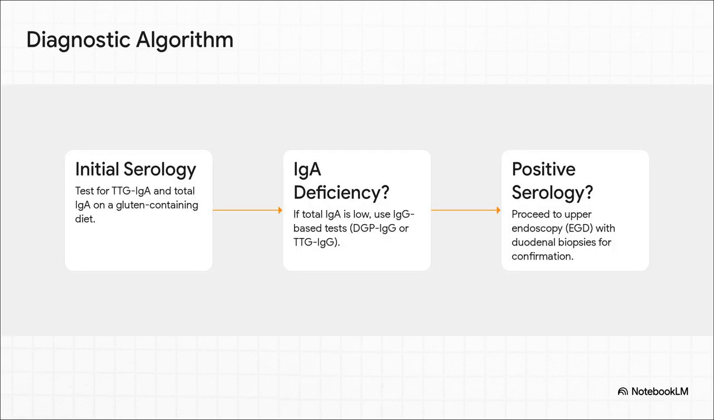Okay, so you found a patient you want to test. The algorithm from here is actually pretty simple. You start with a TTG-IgA test, but, and this is critical, you have to get a total serum IgA at the same time to rule out a deficiency. If they are IgA deficient, you just switch over to your IgG-based tests. And if that serology is positive, your next step is usually an EGD to get biopsies for confirmation.